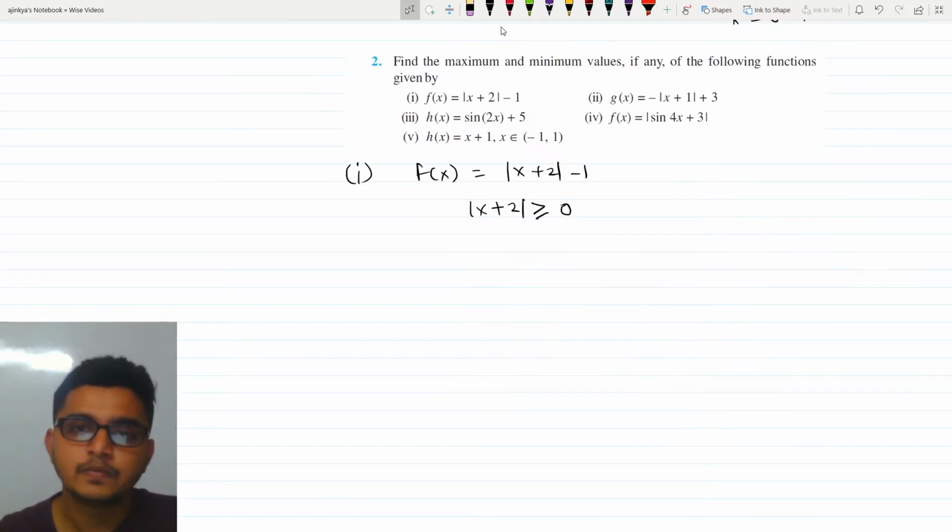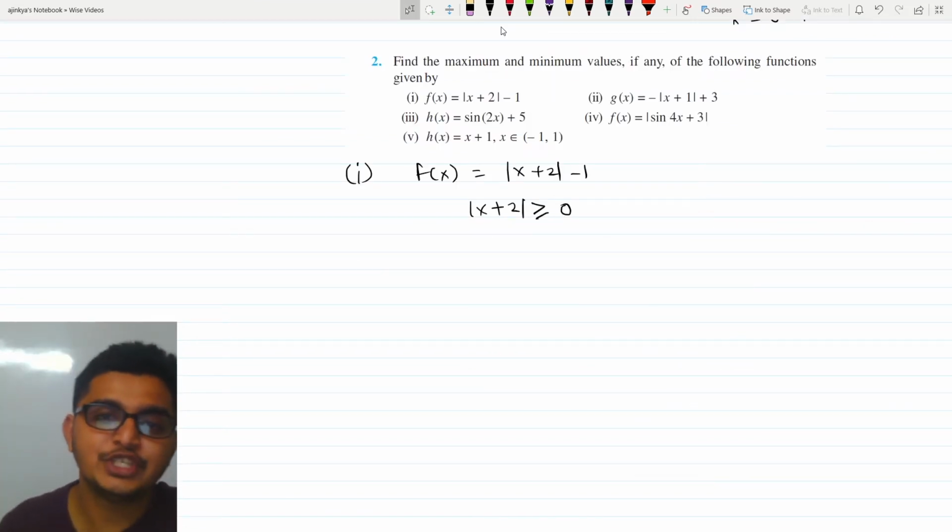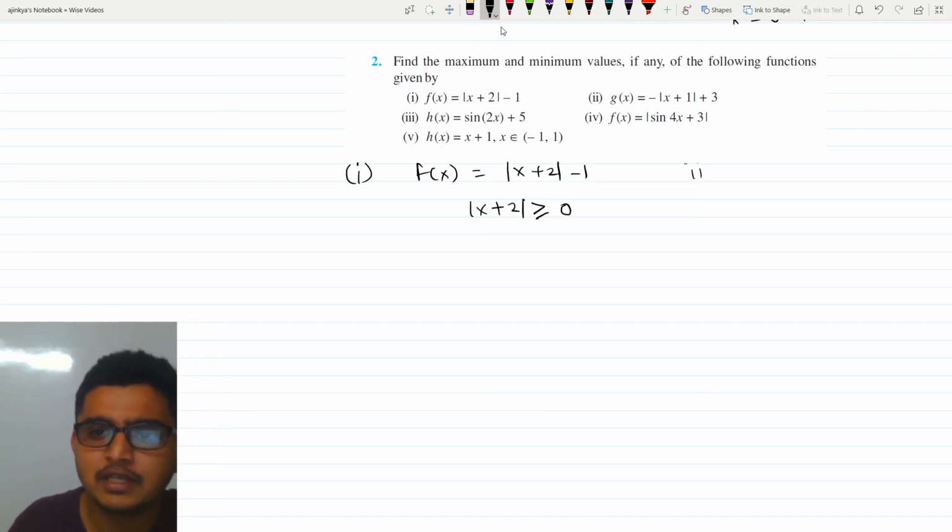Now on to the second question. In the first sub question over here, f of x is mod of x plus 2 minus 1 as clearly given, and we are simultaneously going to see the second question, which is g of x equals minus mod of x plus 1 plus 3.